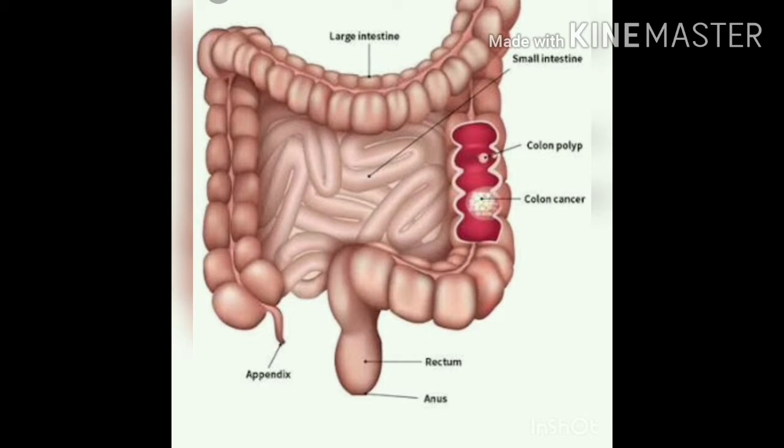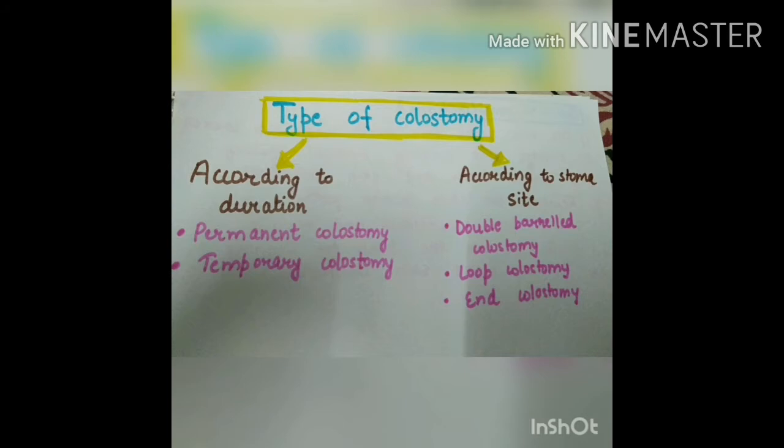Next, you can see in the picture colon cancer, and there will be the removal of this part, and we will place the colostomy bag. So basically, we divide the colostomy broadly into two main categories. First, according to duration. Second, according to stoma site. So first, according to duration, it includes two: permanent colostomy and temporary colostomy. And the other, according to stoma site, it includes three: double barrel colostomy, loop colostomy, and end colostomy.